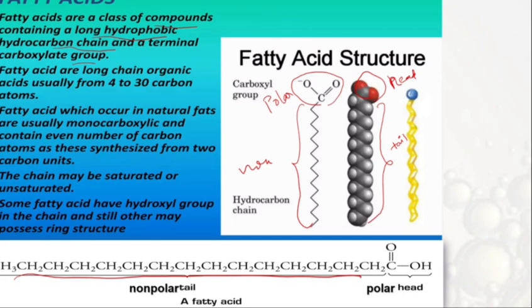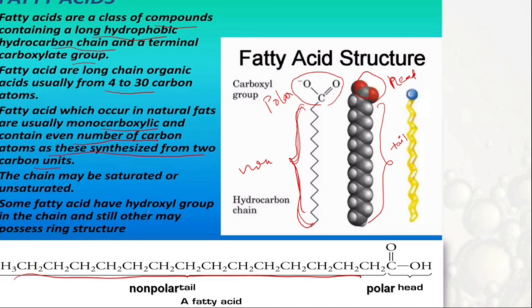The chain of a fatty acid may consist of a number of carbon atoms varying from 4 to 30, and individually, if it is 4 carbon, it will be named as one fatty acid, and if it is 20, it will be known as a different fatty acid. Fatty acids which occur in natural fats are usually monocarboxylic acids and contain an even number of carbon atoms as they are synthesized from 2 carbon units. This chain may be saturated or unsaturated. I'll explain in the further slides what saturated or unsaturated means.